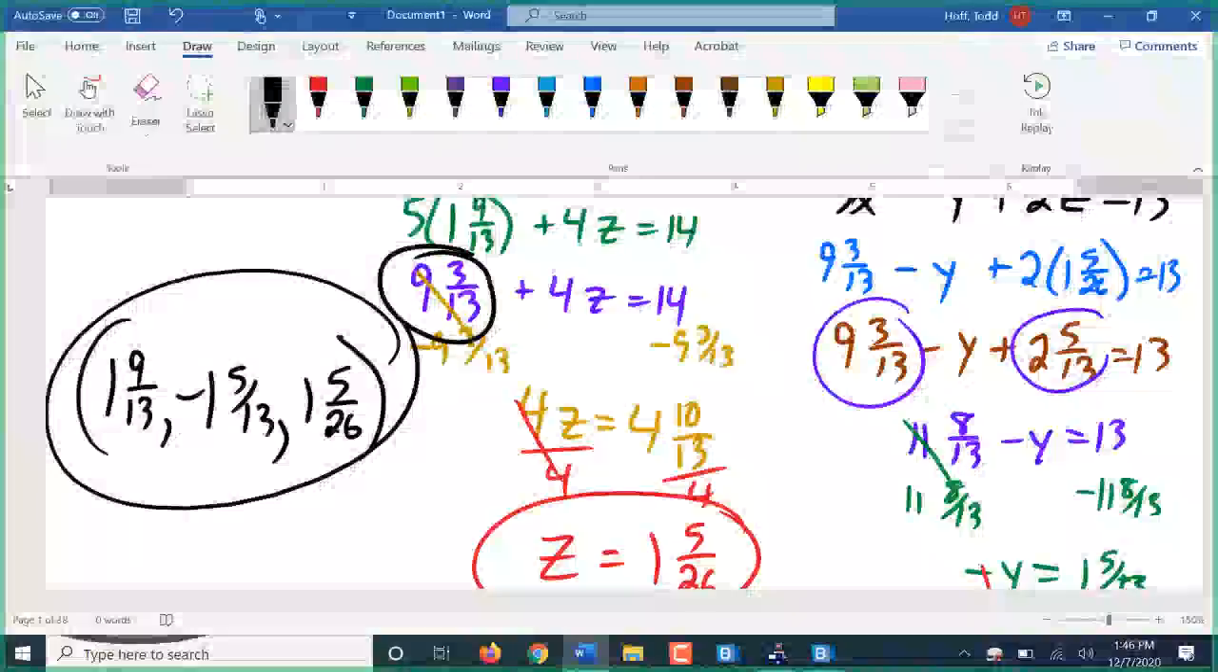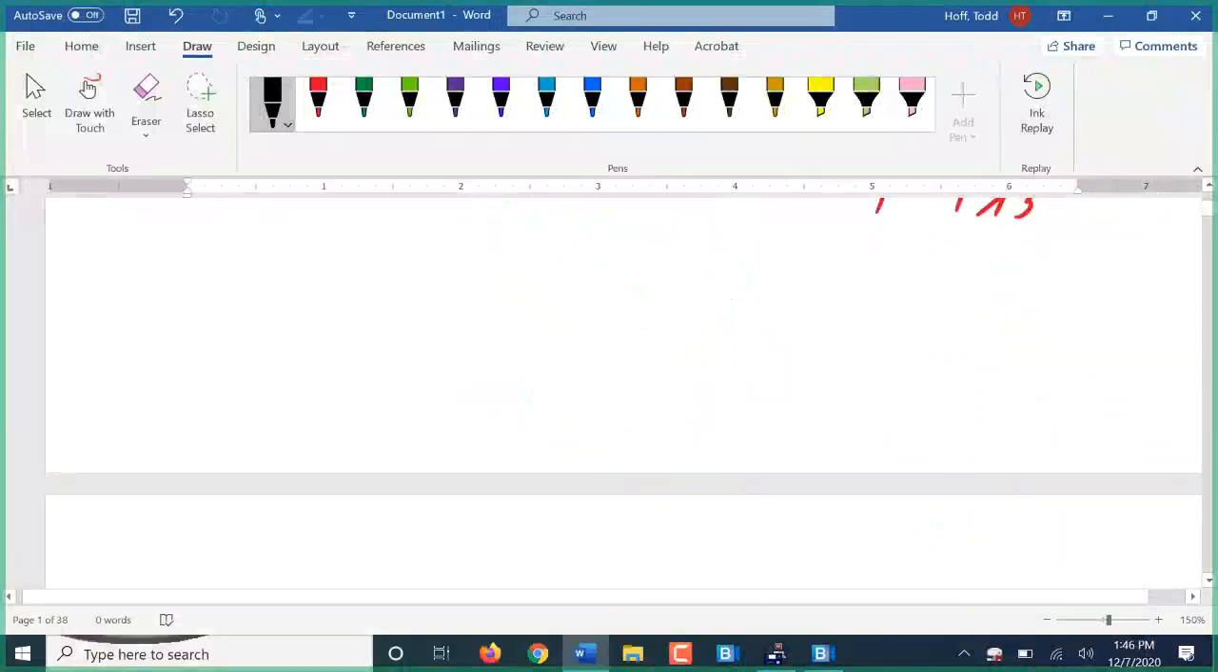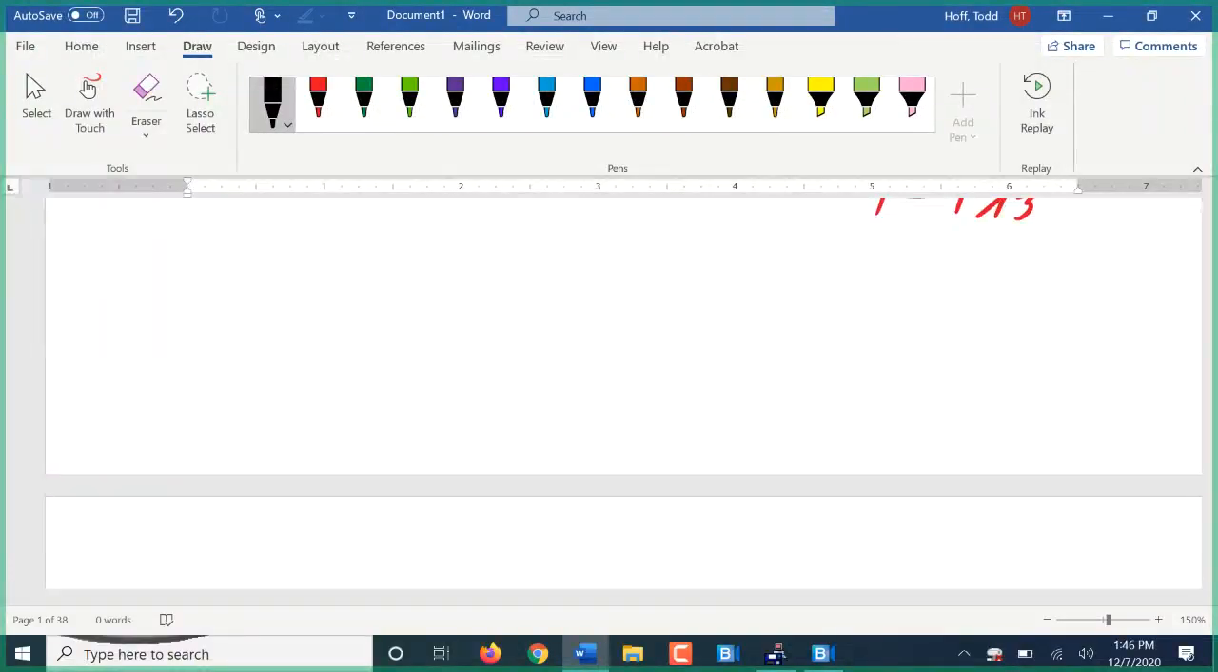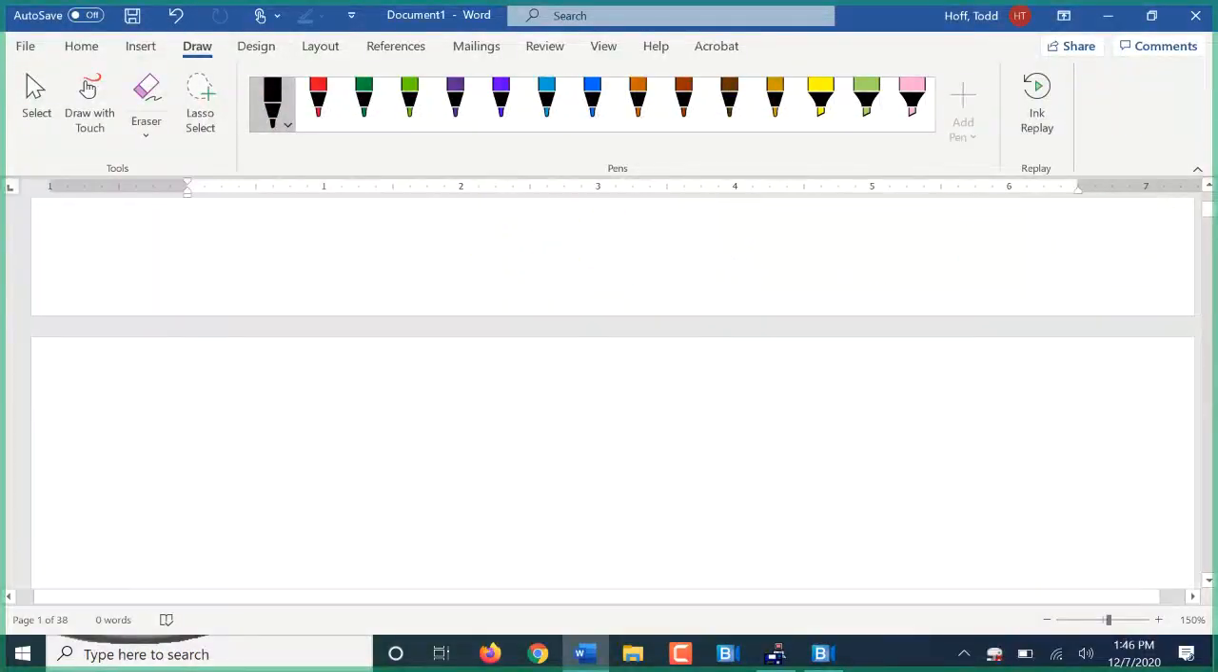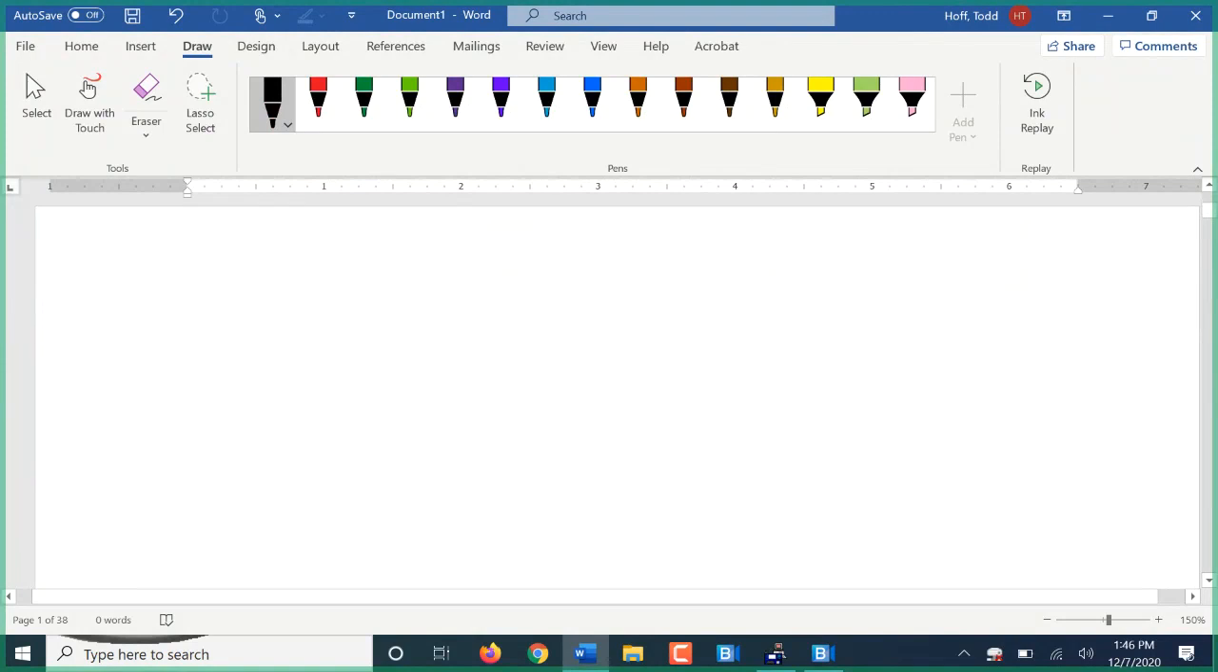Any questions on either of those? Okay. Those are long processes, and especially if we get a fraction for our answers, it's a lot of calculation and a lot of chances for mistakes. So today we're going to learn about a tool that helps us solve these electronically, makes it a little bit simpler to work with, and that's called a matrix.